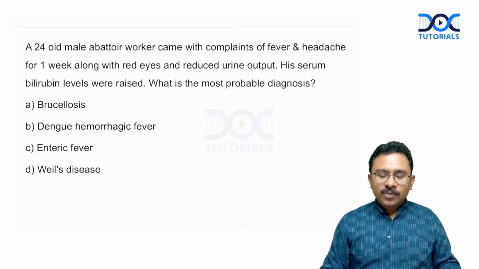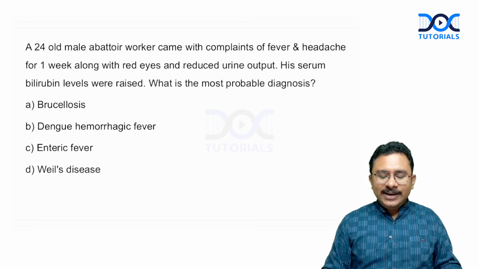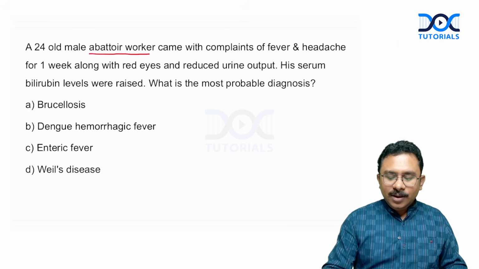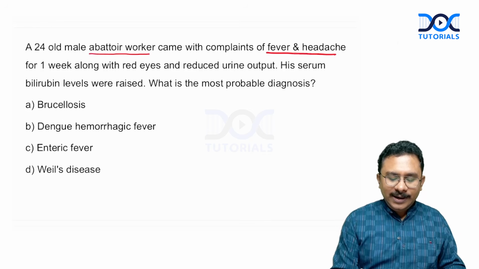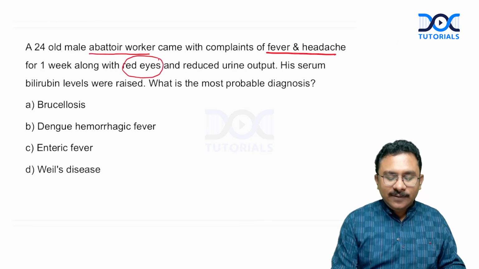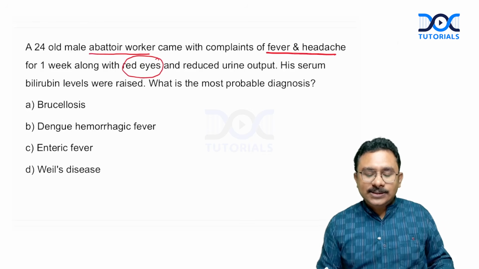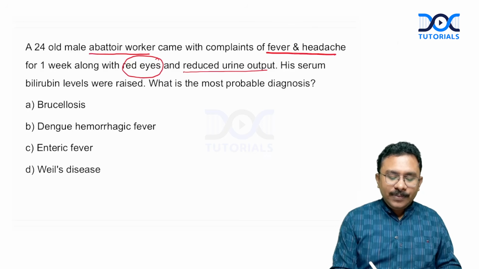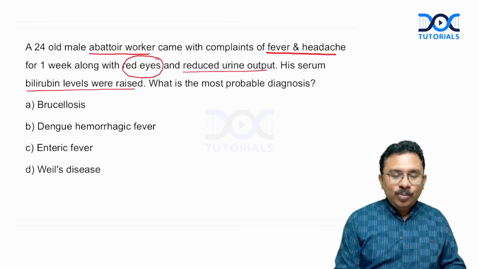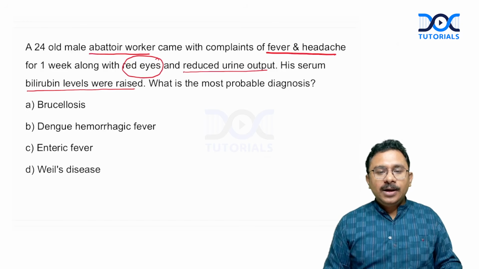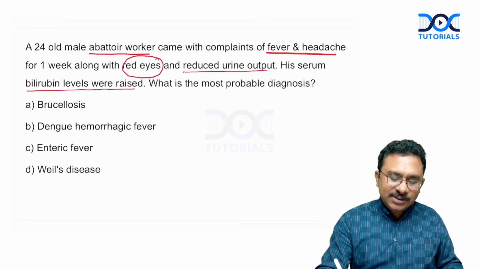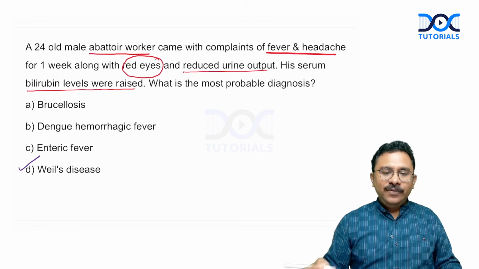A 24-year-old abattoir worker came with complaints of fever and headache for 1 week with red eyes and reduced urine output. So, abattoir worker, fever and headache. Red eyes, so there is some sort of conjunctival suffusion in this case. Reduced urine output is probably because of renal involvement. Raised serum bilirubin levels are probably because of hepatic involvement. And when you have this sort of constellation of features, you're considering a diagnosis of Weil's disease.